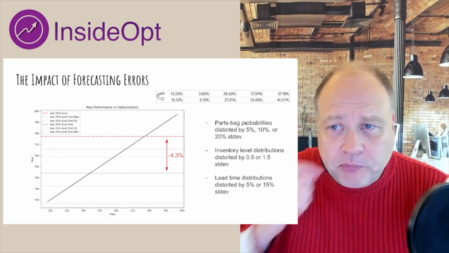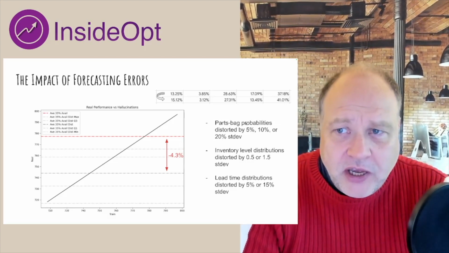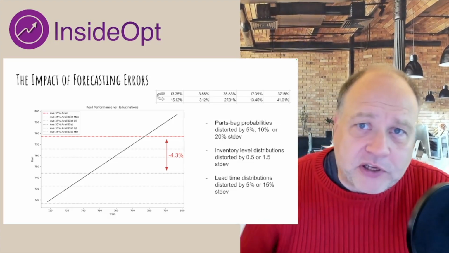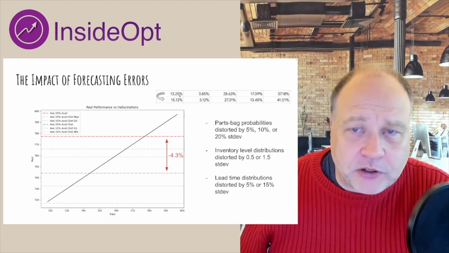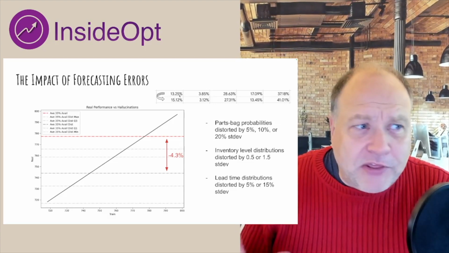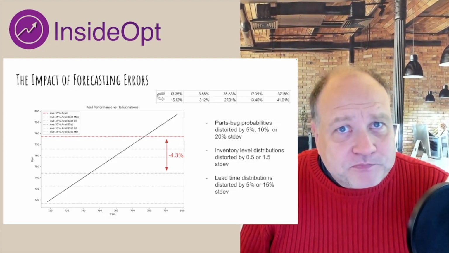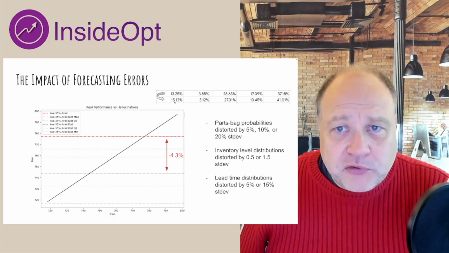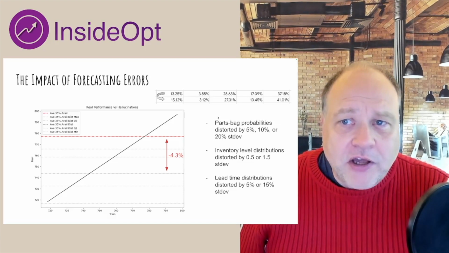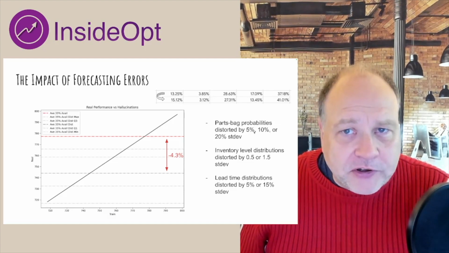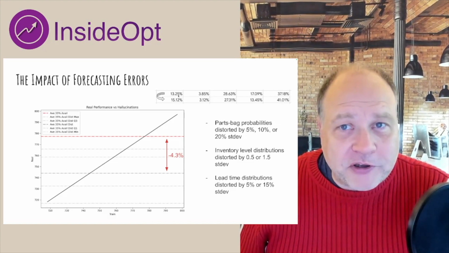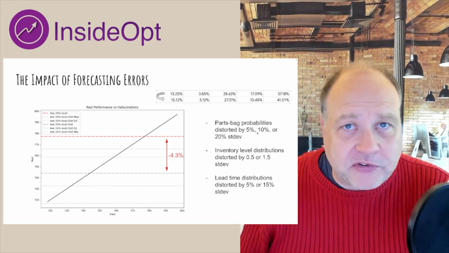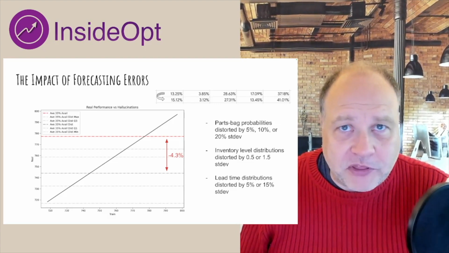Let's look at the parts bag probabilities first. What we do is we have an estimated probability for each part bag. So for example, 13.25%. And that estimate might be wrong. So we're altering it. We're turning it, in this case here, to 15.12%. And the way we're going to alter the true probability for a particular parts bag is by 5%, 10%, or 20% standard deviation, depending on the experiment that we're going to run.